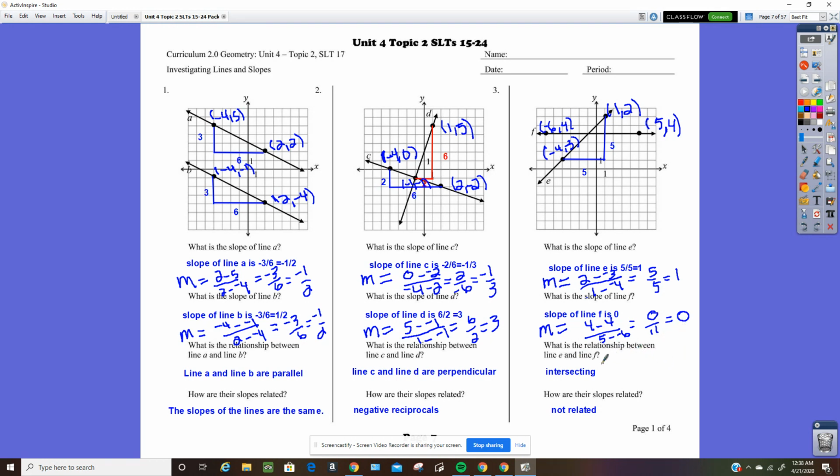And the only relationship they have here is that they're intersecting; the slopes are neither the same nor negative reciprocals. So the slopes are not related in any way. These two lines just intersect right here at this point. And if I were to give that point, it would be 1, 2, 3, 4, negative 1, 4 would be the point of intersection there. That's page 7.